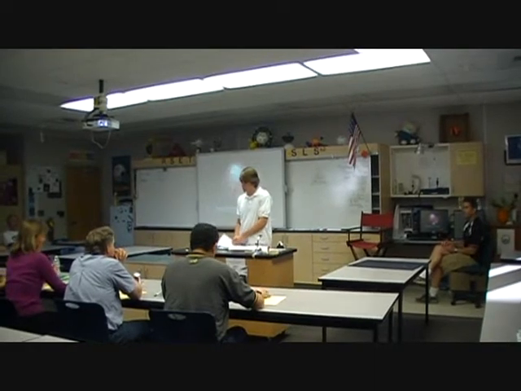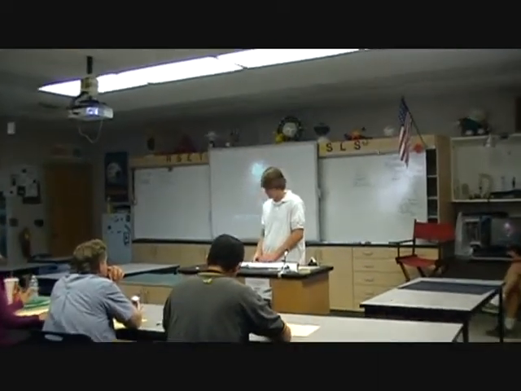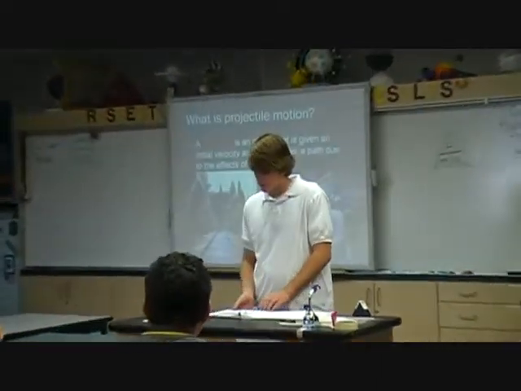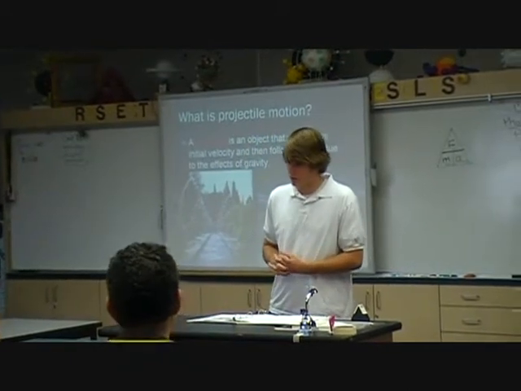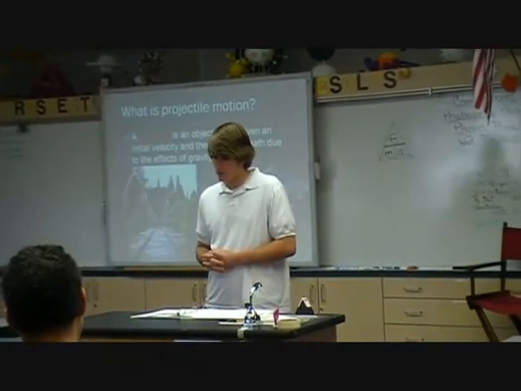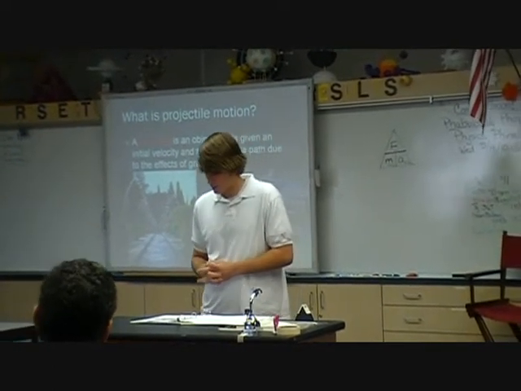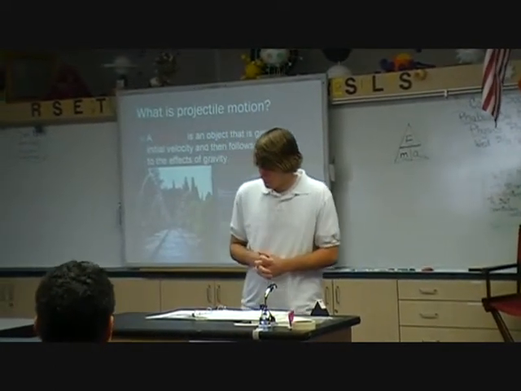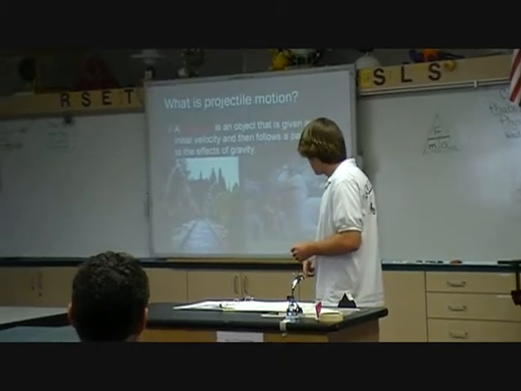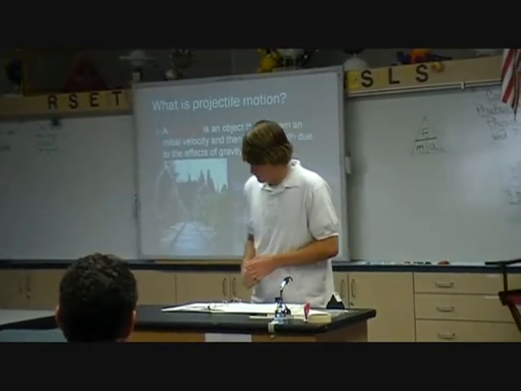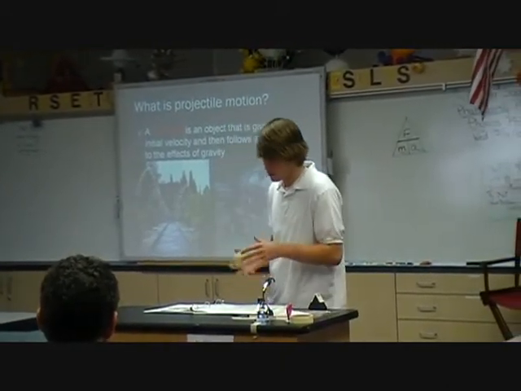Project was about projectile motion. So what is projectile motion? First you need to know what an actual projectile is. A projectile is an object that is given an initial velocity and then follows a path due to the effects of gravity. For example, a thrown baseball, and even these water droplets are projectiles, and also a bullet shot from a gun. And a projectile looks like this.